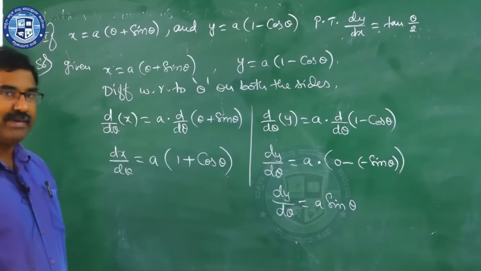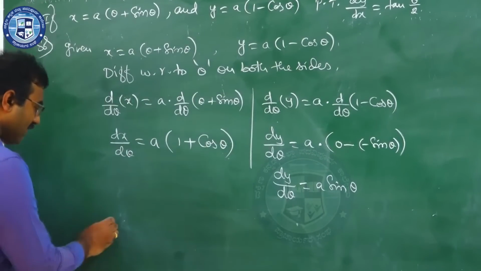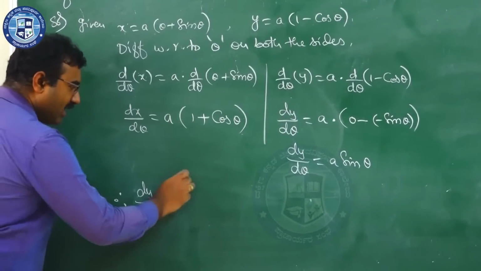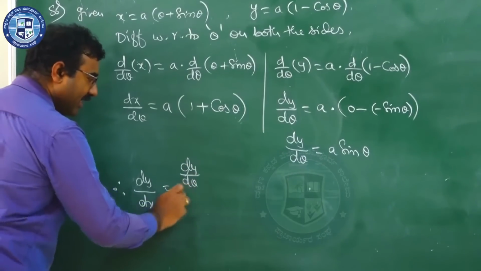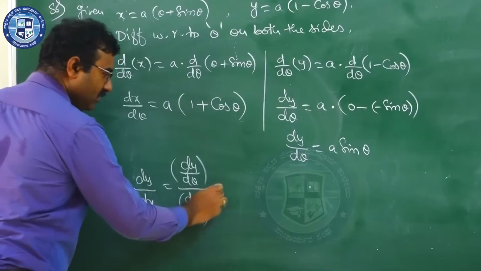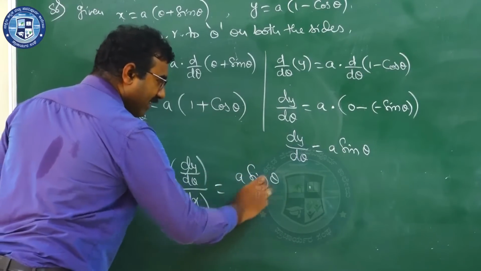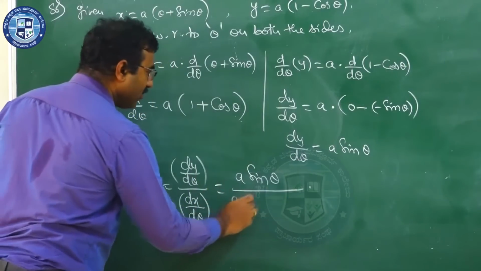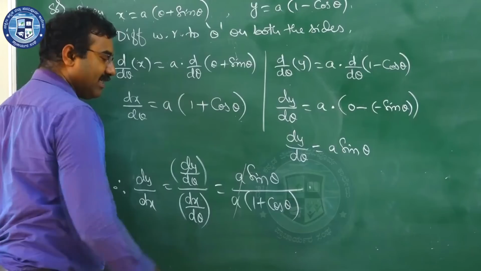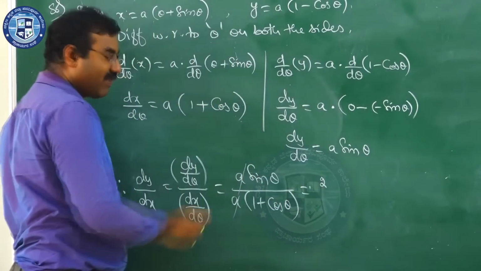Okay. So, we got dy by d theta as well as dx by d theta. So, now therefore, dy by dx is equal to dy by d theta divided by dx by d theta. So, what is dy by d theta? We got it, A sin theta, divided by this one, A into 1 plus cos theta. A cancels.